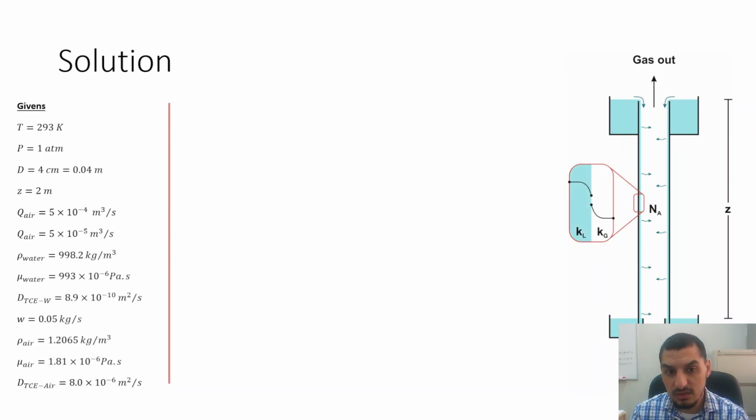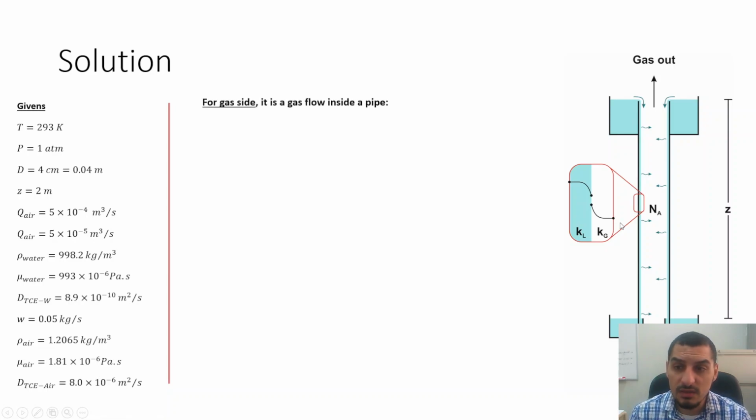So this is the profile that we have. There is a high concentration of the TCE in the liquid phase, and then it transfers to the interface, and then at the interface it goes to the gas phase and goes from the interface side of the gas phase to the bulk of the gas phase.